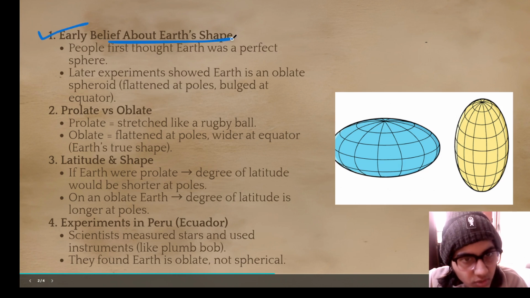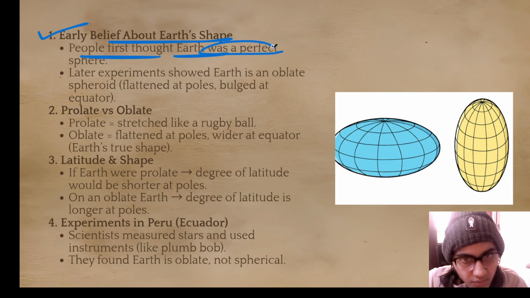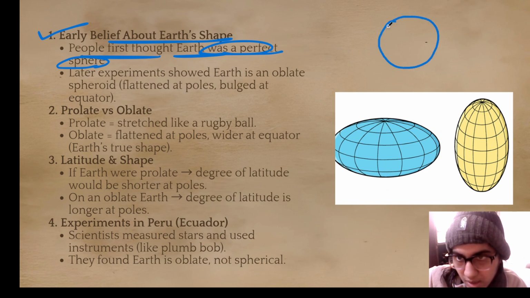Early beliefs about the earth's shape. Let's see what the early beliefs about the earth's shape were. People first thought the earth was a perfect sphere. So what did people think about the earth being a perfect sphere?